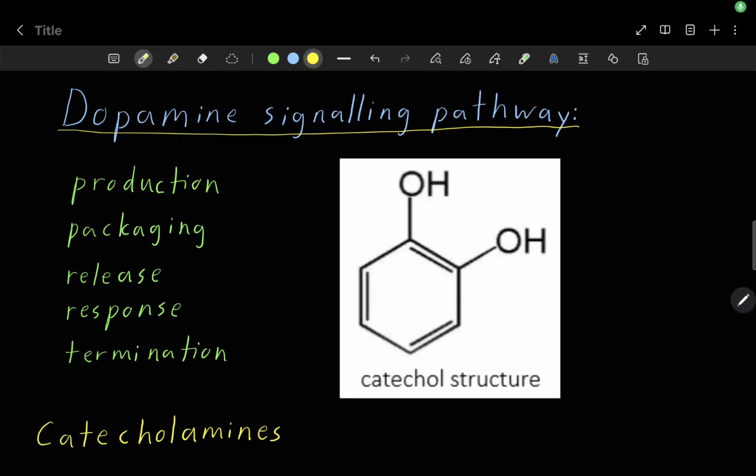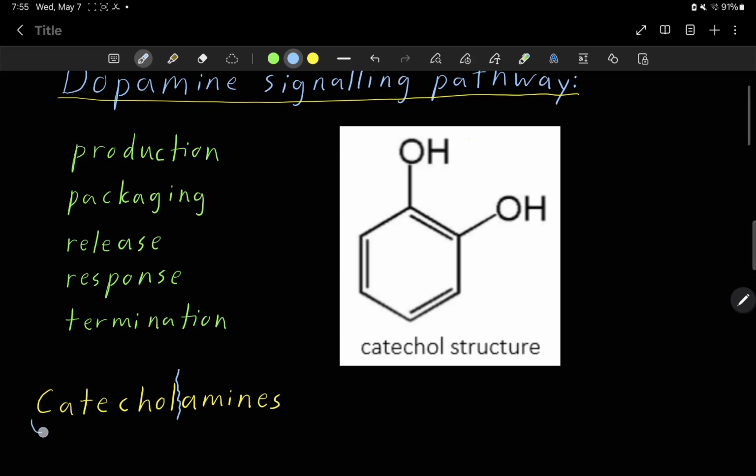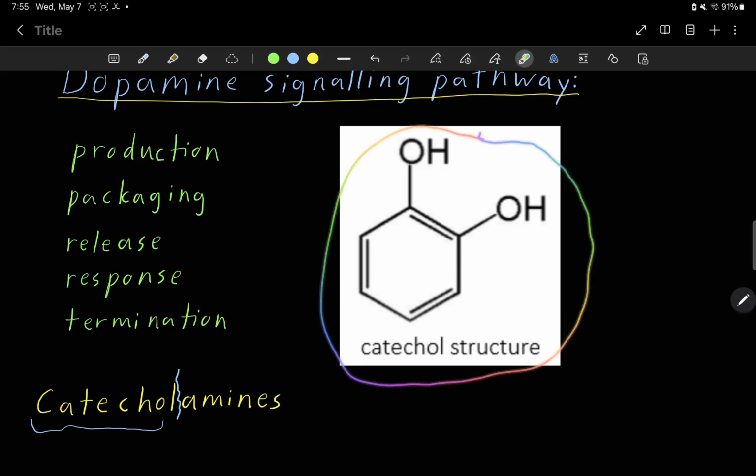So before we get into how dopamine is produced, we first have to understand that dopamine belongs to a group or a class of messenger molecules known as catecholamines. Catecholamines can basically be split into 2 parts. If you look at the first word, catechol, that basically means that these messenger molecules are based around this catechol chemical structure that you see over here. So the structure is basically the foundation or the backbone of all your catecholamine messenger molecules.